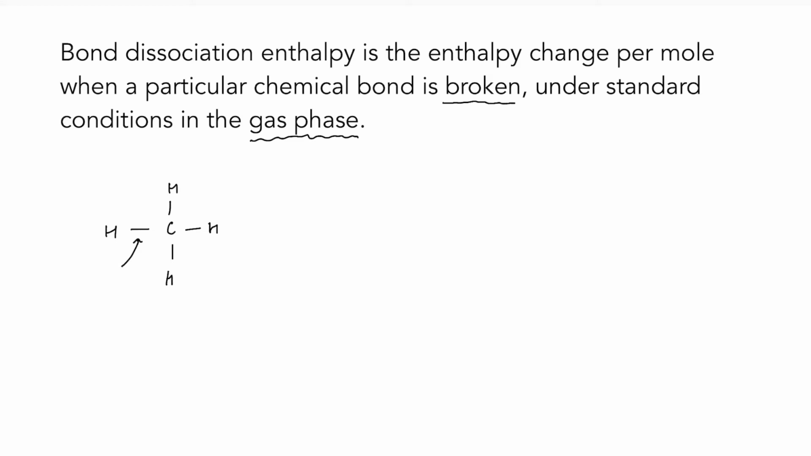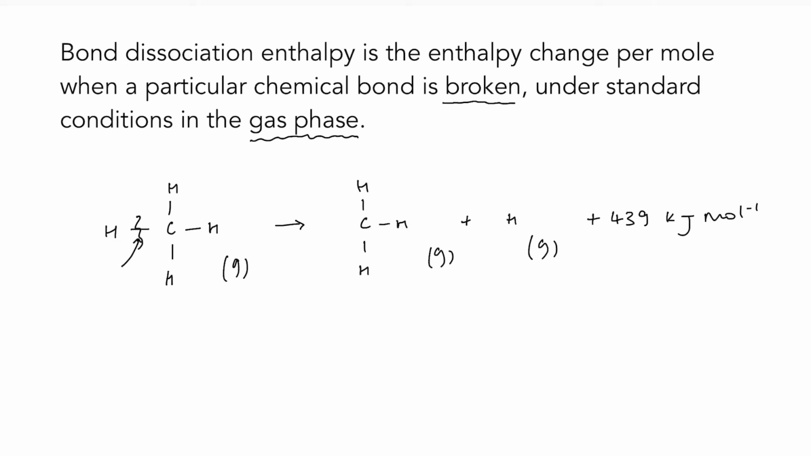Now, in terms of calculations, we're going to work with average bond enthalpies because if we can imagine methane, if I break my carbon-hydrogen bond to form CH3 in the gaseous phase plus a hydrogen, breaking that bond has been found to be 439 kilojoules per mole.